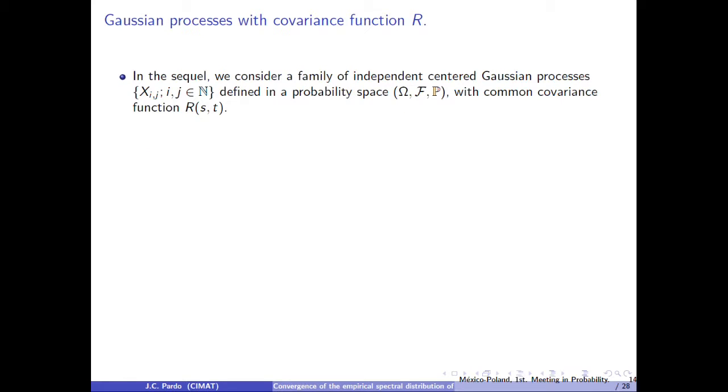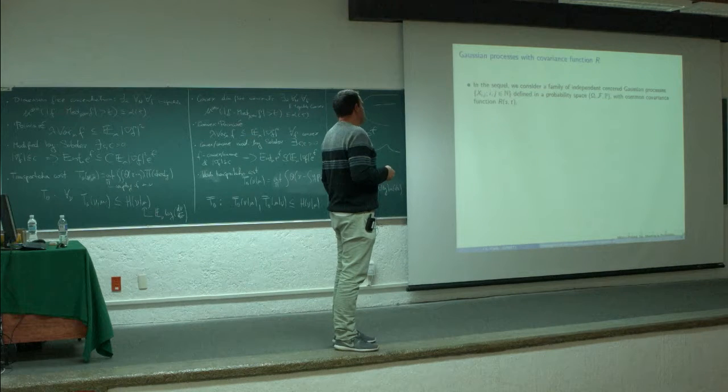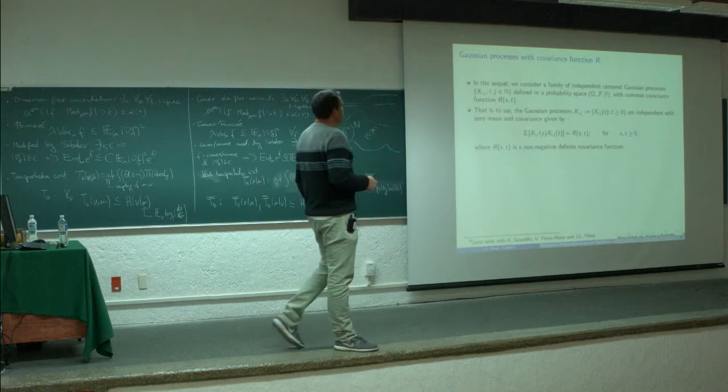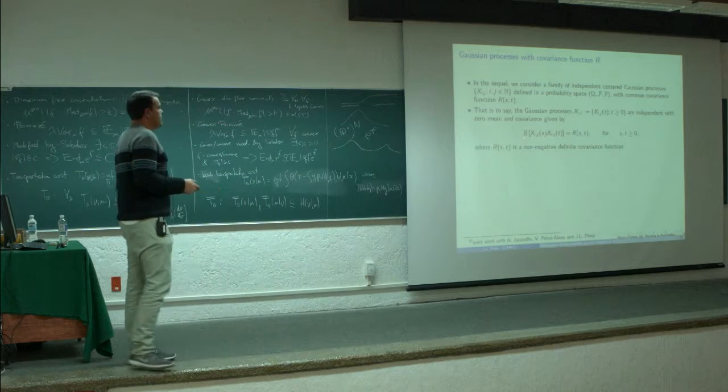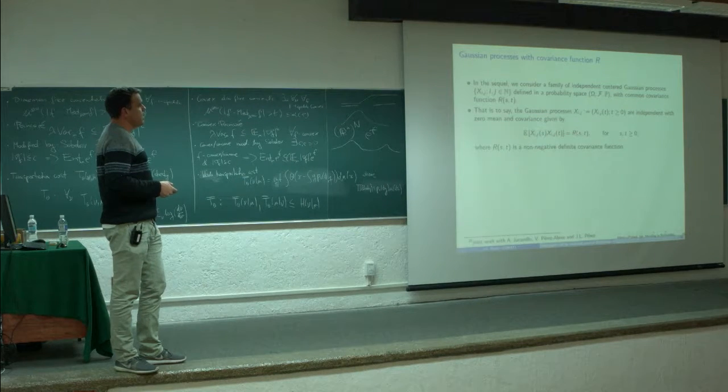So this is what happens when, instead of fractional Brownian motion, you consider Gaussian processes with a covariance function R, in some sense very general, under some assumptions as usual. We consider a family of independent centered Gaussian processes defined on some probability space, with a common covariance function that we denote by R(s,t). In other words, if you take the covariance between X_ij at time s and X_ij at time t, this is equal to R(s,t).